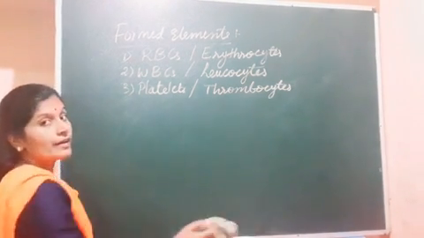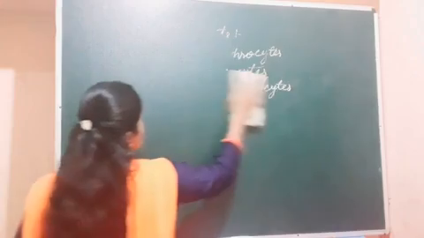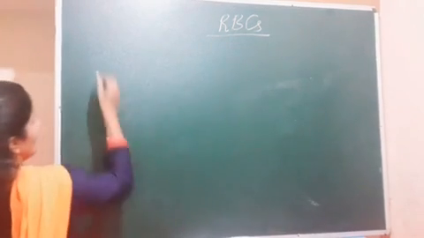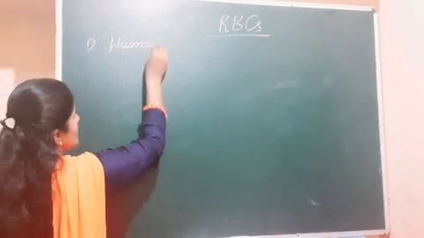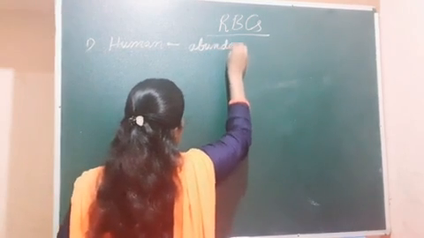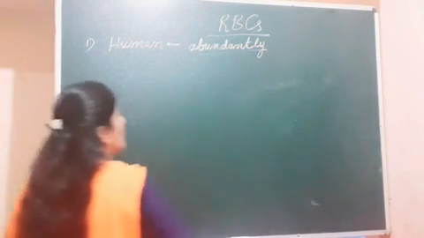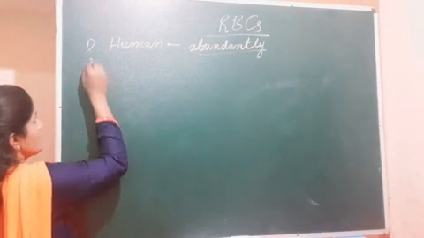Let us see the details one by one. First of all, we'll take RBCs, red blood corpuscles, also called erythrocytes. When compared to other animals, in humans RBCs are abundantly present. Compared to the other cells, the RBCs are more in number in human beings.